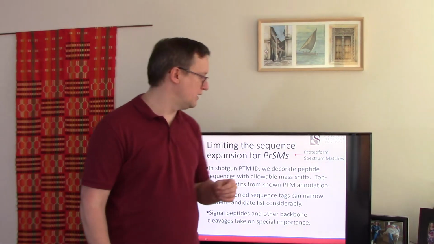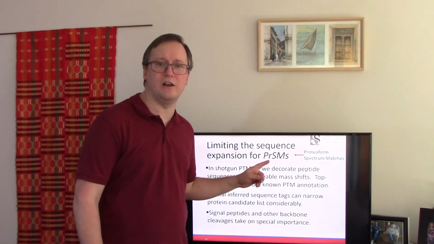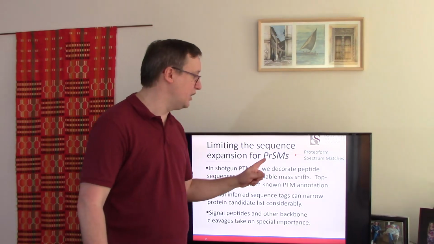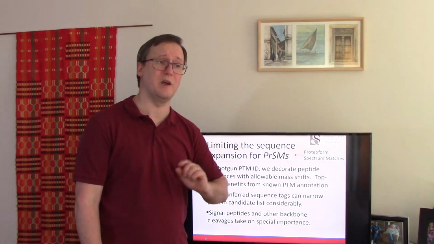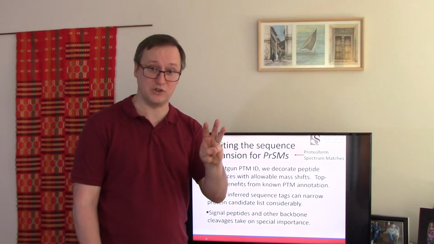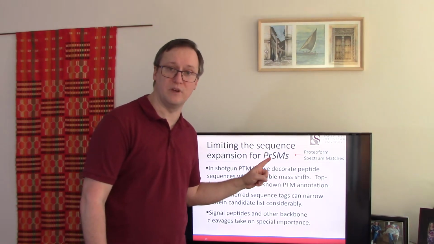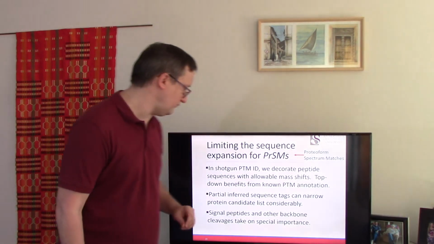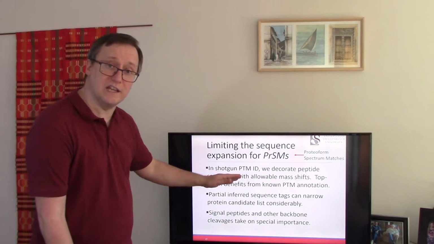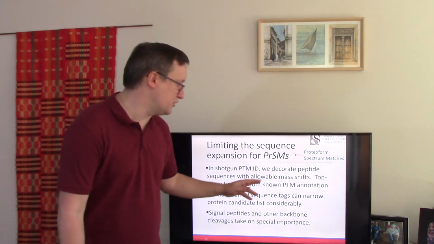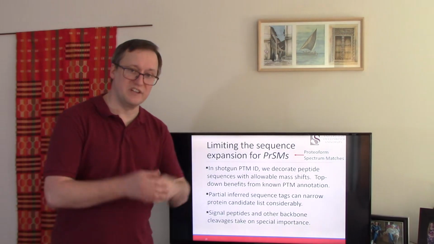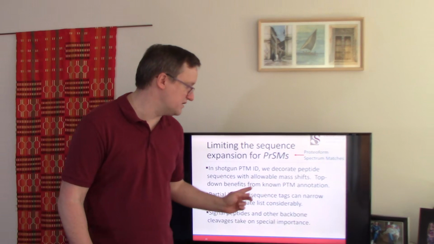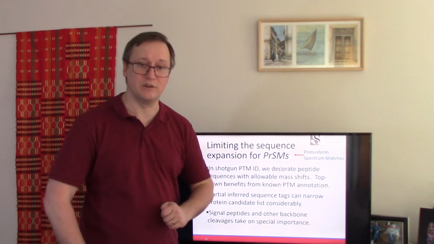Now, you might have read this very quickly and said, he's talking about PSMs. We know all about that from shotgun proteomics. But when we do top-down proteomics, we're no longer talking about a peptide sequence match. We're now talking about a proteoform spectrum match. So we often see that abbreviated PrSMs. Okay, so as in shotgun PTM identification, we're going to decorate the peptide, or in this case protein sequence, with allowable mass shifts. Top-down benefits from known PTM annotation.